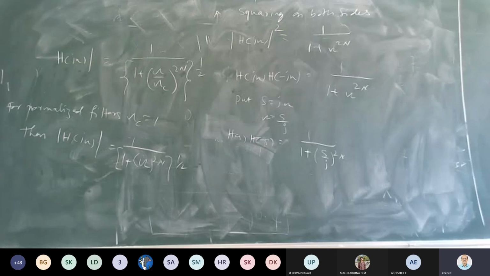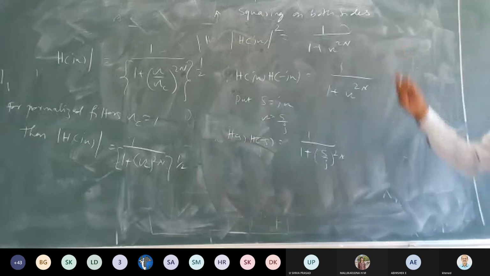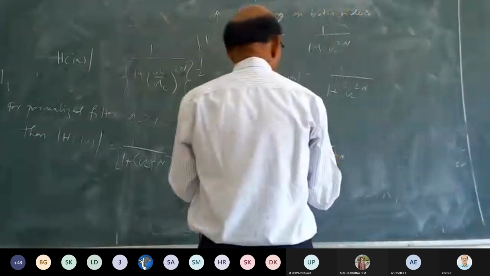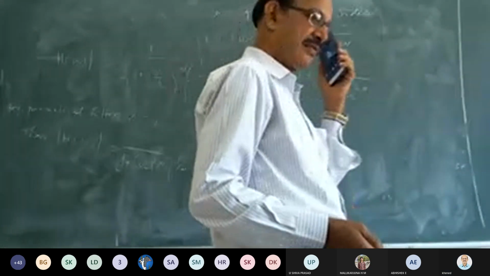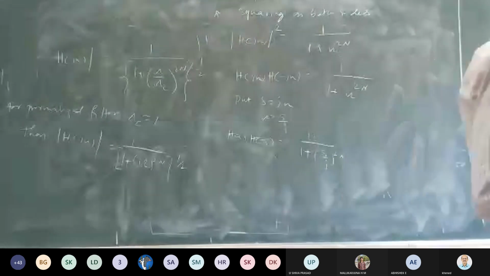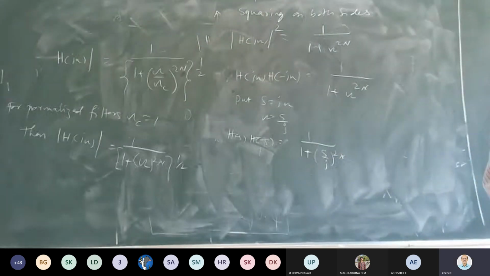G of s, 1 plus g of s, h of s equal to 0 is the characteristic equation. Right? So, whether you are aware or not, what is the characteristic equation? Are you aware or not? Anybody can respond. If you are not aware, at least I can tell it and proceed further.